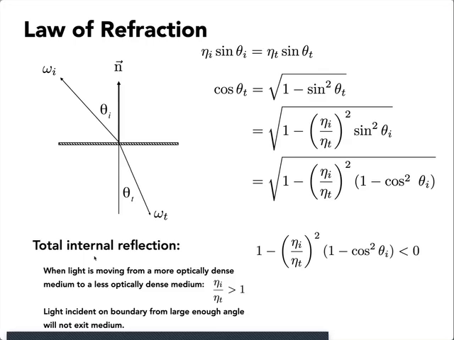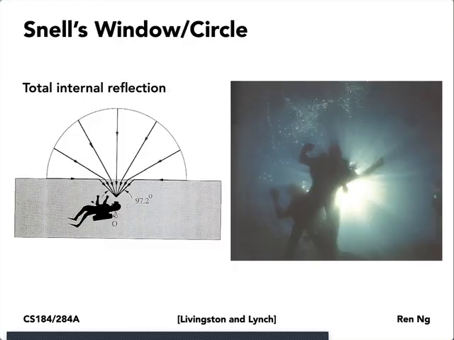The total internal reflection case is fun to describe and actually needs to be handled as a special case in a ray tracer in order to do the right thing. When light is moving from an optically dense medium to a less optically dense medium, that is eta I over eta t is greater than 1, for example from water into air, then light that's arriving at the boundary from a large enough angle will not actually exit the medium. The picture is something like this.